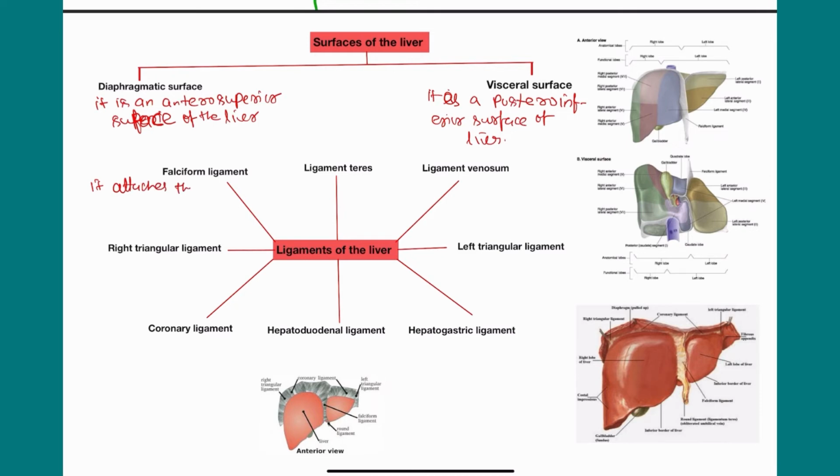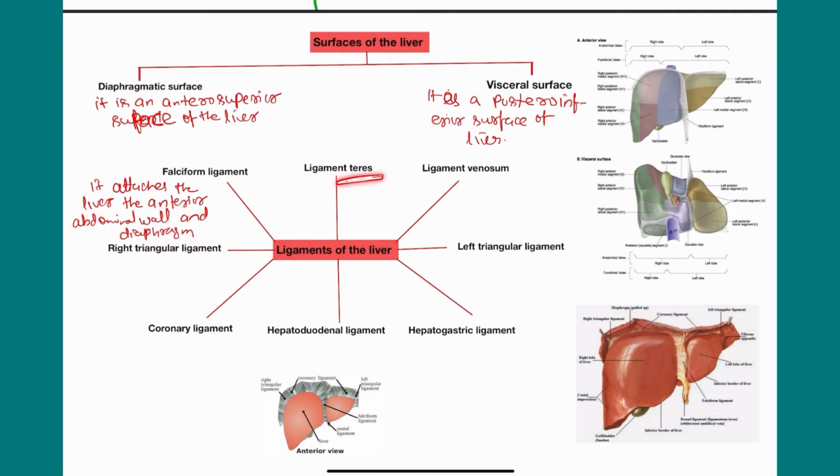It attaches the liver, the anterior abdominal wall and diaphragm. So all three parts are attached like this. This ligament attaches the liver, the anterior abdominal wall and the diaphragm. So it connects 3 parts: anterior abdominal wall, diaphragm and the liver. So this is the falciform ligament.